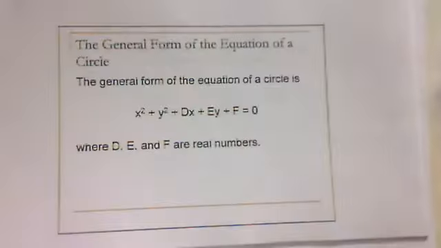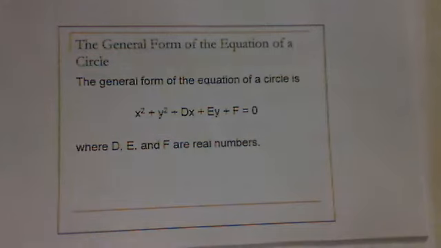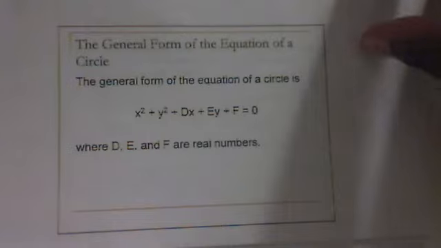All right, next we'll look at the general form of the equation of a circle. All right, this is the general form, which is, of course, x squared plus y squared plus dx plus ey plus f is equal to 0. In this case, d, e, and f are real numbers. Okay, so that's very important. That's what the general form of the equation of a circle is.